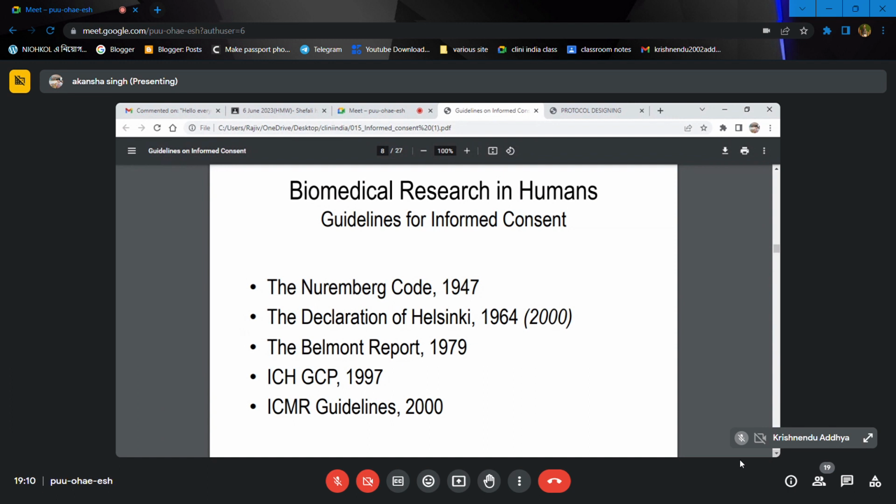Then second was beneficence. Beneficence means an obligation to protect persons from harm by maximizing the benefit and minimizing the risk. Then last was justice. There should be fair distribution of the benefit and burden of research. When we conduct research, we cannot force anyone, or commit atrocities on a person who is easily available. The Belmont Report explains how these principles are applied to research practice.